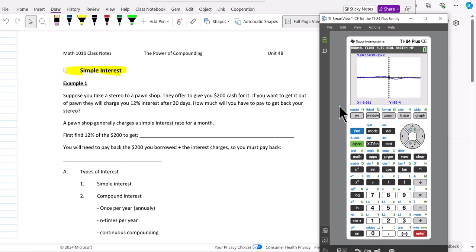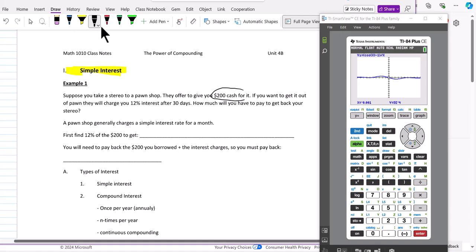To begin with, what I want to go through today is simple and compound interest and show you how all that works. On this first example, it says you take a stereo to a pawn shop. They offer to give you $200 cash for it. If you want to get it out of pawn, they will charge you 12% interest after 30 days. So how much will you have to pay to get your stereo back?